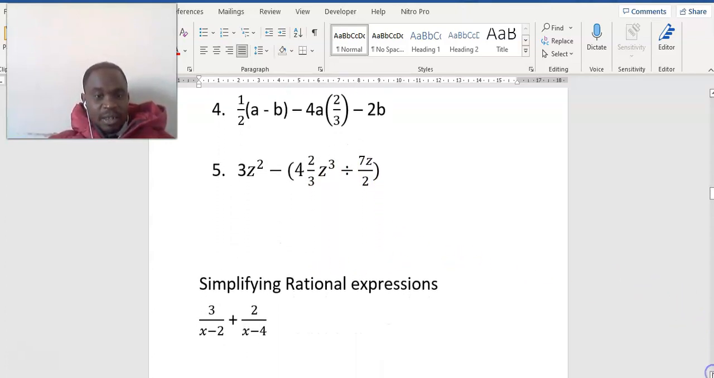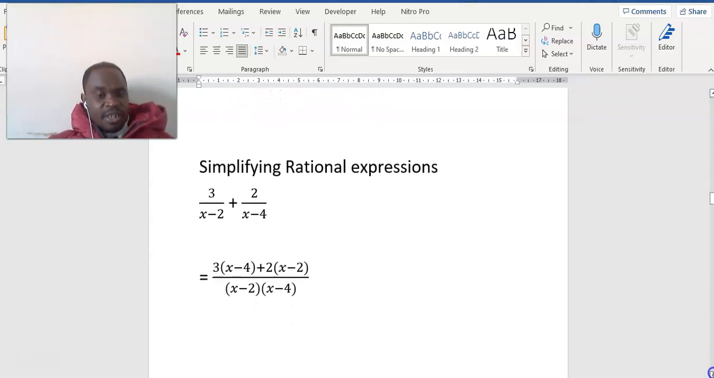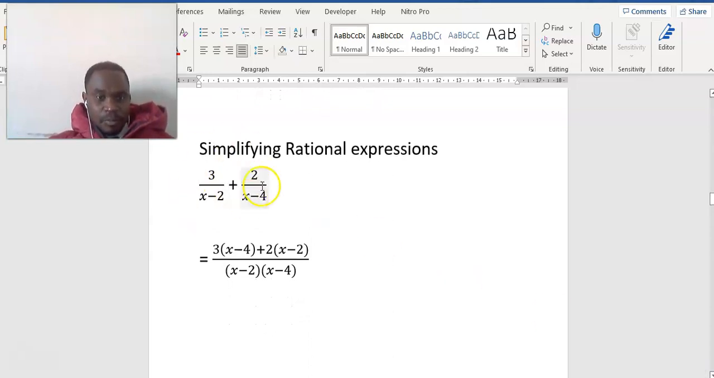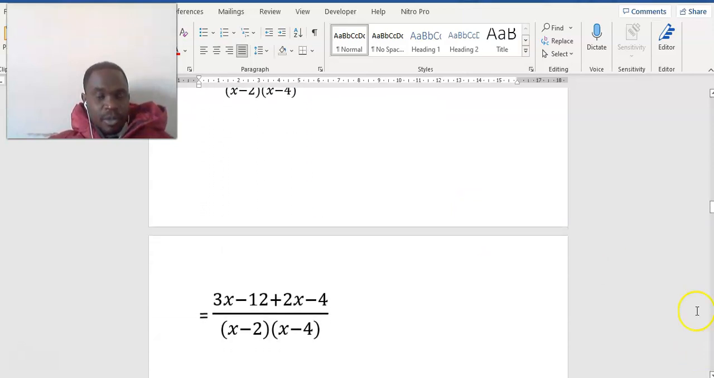Okay. Now, I want us to look at simplifying rational expressions like this. How do you simplify this? Check the denominator, write it here as the denominator. Then you cross multiply. So this 3 will multiply this one, and plus this 2, whatever you have here, you write it here. So this 2 will also multiply this.